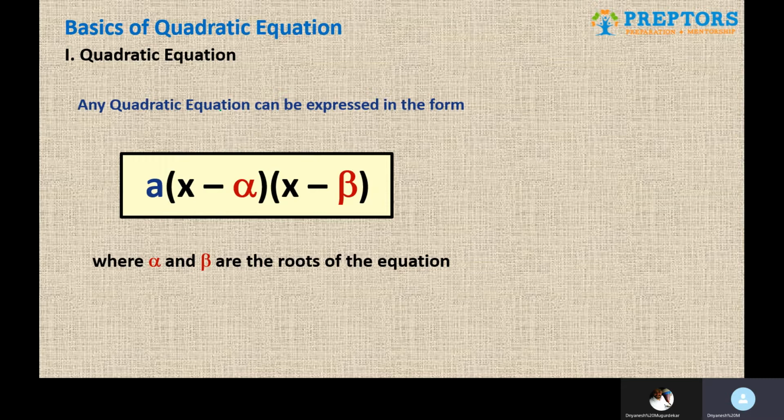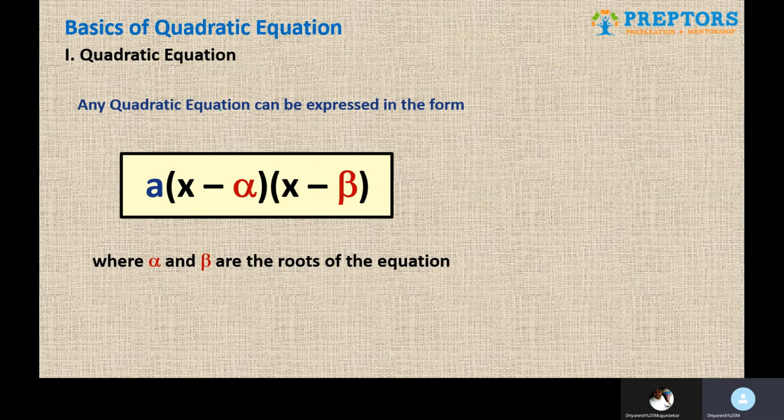So basically there are three forms of quadratic equation. One is the standard form, ax square plus bx plus c is equal to 0, where a is not equal to 0. Second is the factorized form, a into x minus alpha into x minus beta. The third form we'll be seeing later. So remember all three forms, because based on which kind of data you have, accordingly you need to use that particular form of the equation to simplify the question.